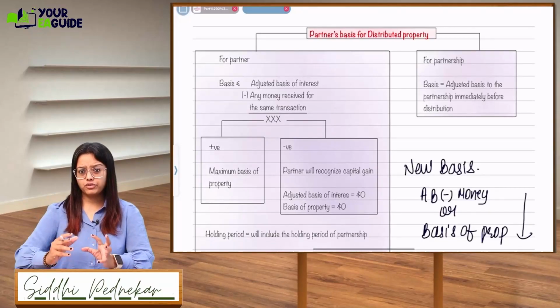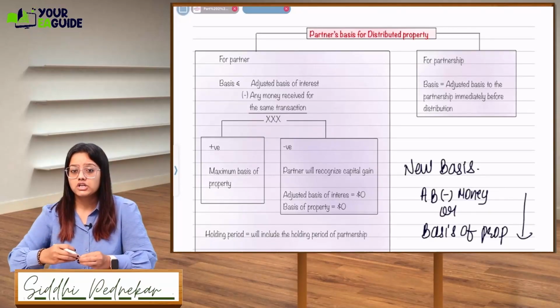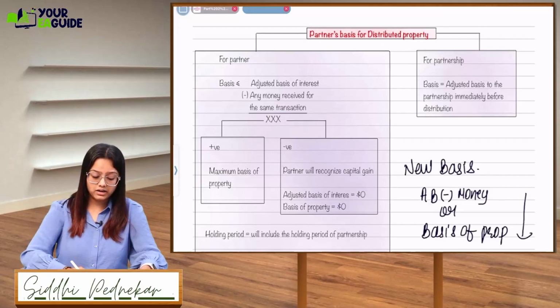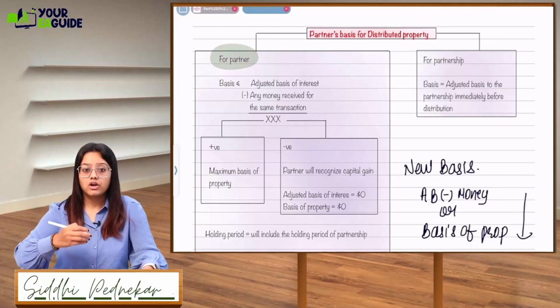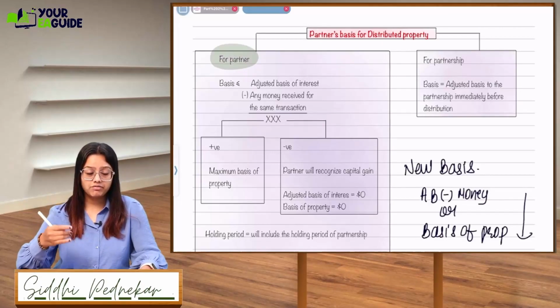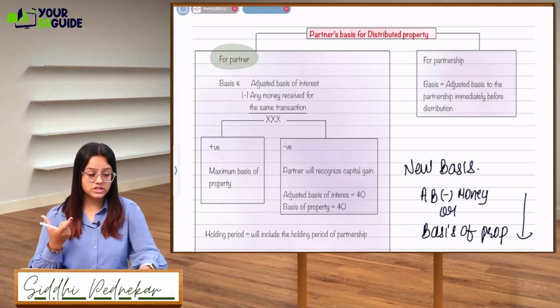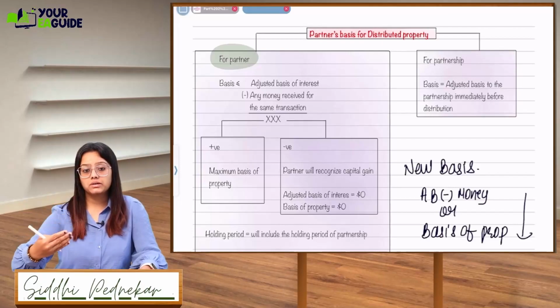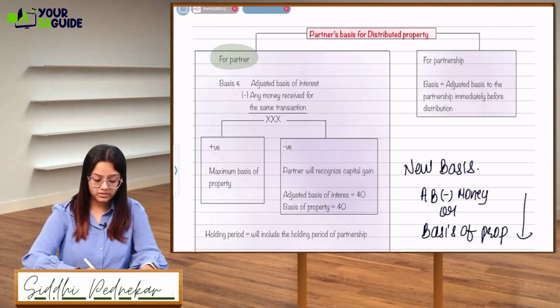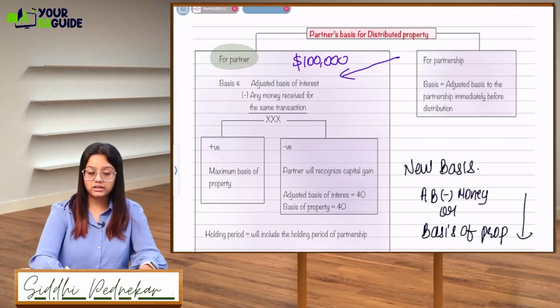If you have received a property, what will be the partner's basis? First you have to calculate whether the adjusted basis of the property you are receiving is less than or more than the basis of your interest. Let's say I have a basis in the partnership firm of 1 lakh. When I receive a property, the adjusted basis of that property was 1,20,000.